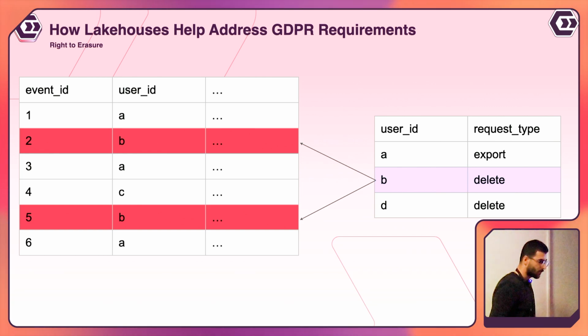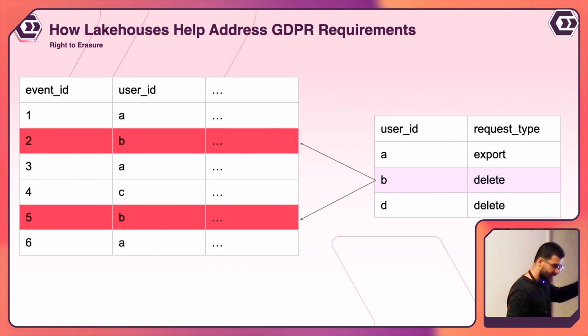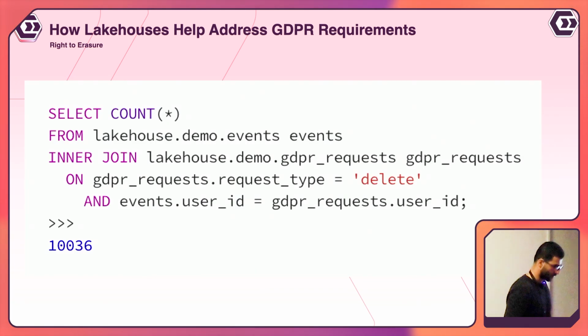So handling erasure requests means deleting all the rows from the events table if there is a user ID in the other table that matches this ID with the type delete. So we check in the GDPR requests all the requests of type delete, then we join with this table to get all the rows we need to delete. To get this number, we can, as I did, filter the requests table on type delete and join it with the other table, and we have about 10,000 records to delete.